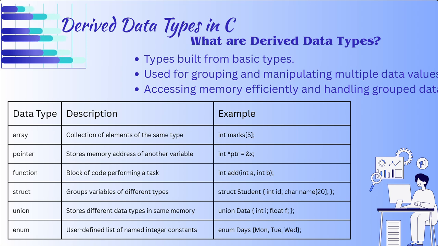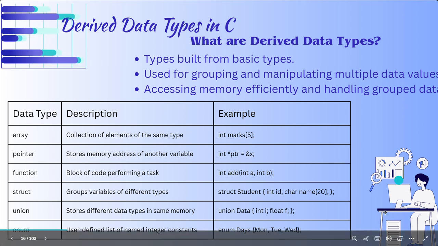Derived data types. What are derived data types? Derived data types are types built from basic data types. They are used for grouping and manipulating multiple data values, accessing memory efficiently, and handling grouped data. Array is a collection of elements of the same type. We have to remember the definition. And structure is a group of variables of different types. So this is basically the opposite. Array and structure are two opposite things.